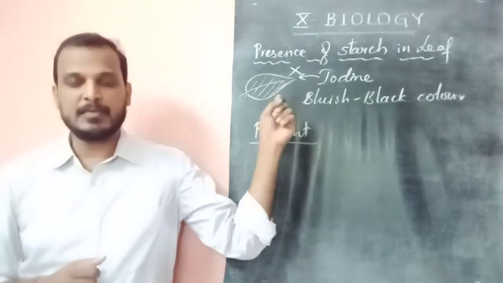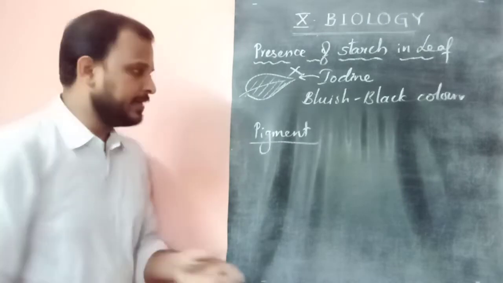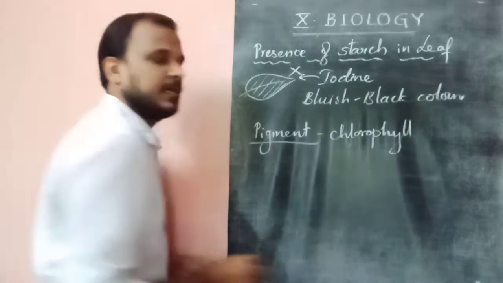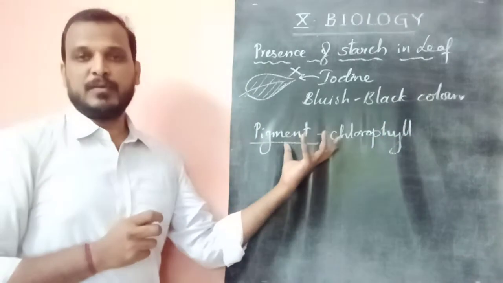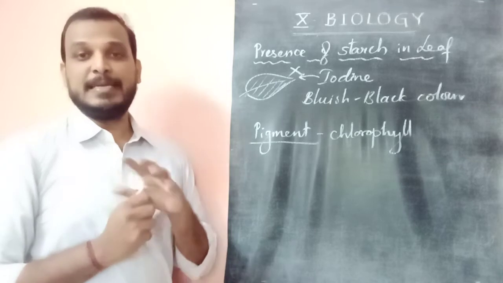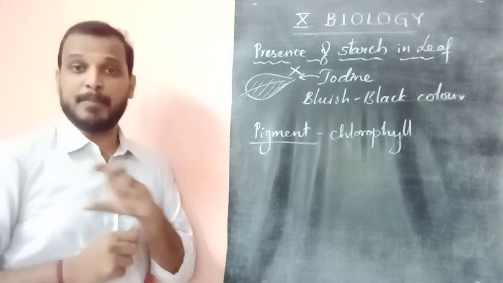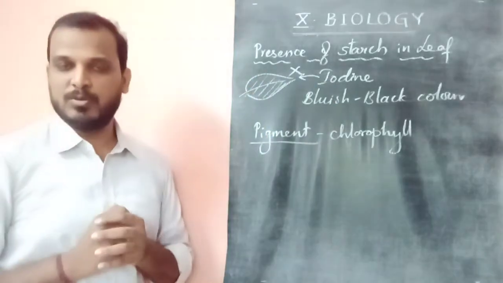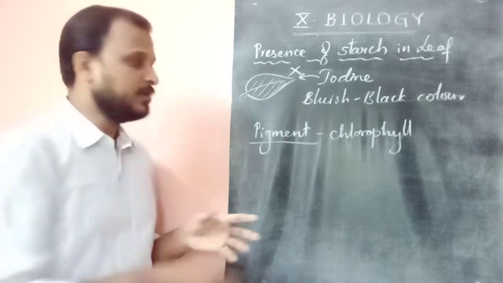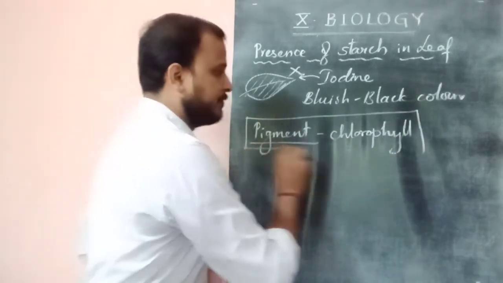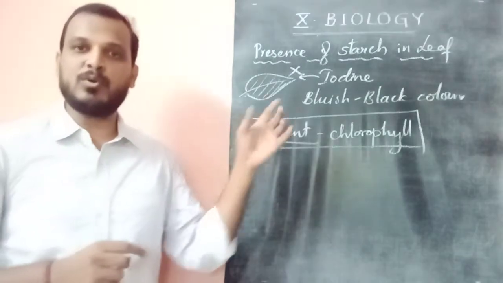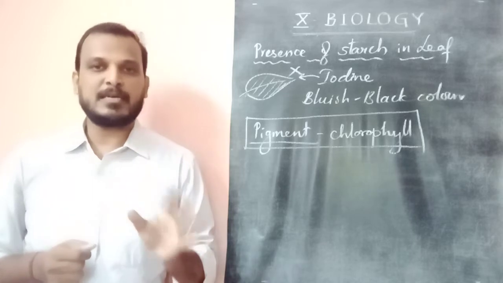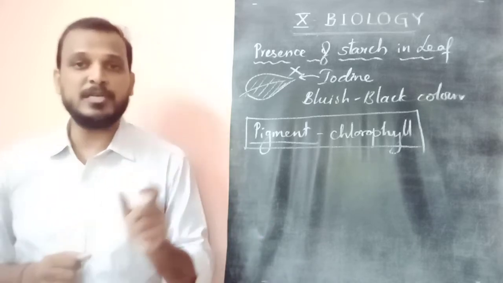Understand? Like that, the leaf also has different pigments. Mainly it has a pigment called chlorophyll. That's why this leaf is green. So this chlorophyll will interfere in the middle and act as a barrier, so iodine cannot react with this starch. So what to do now? We have to remove the pigment called chlorophyll. If you remove the chlorophyll from the leaf, then iodine can react directly on the starch, giving a positive result called bluish black color.